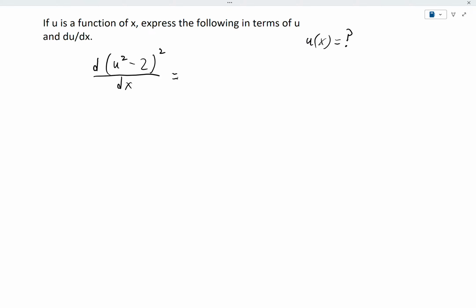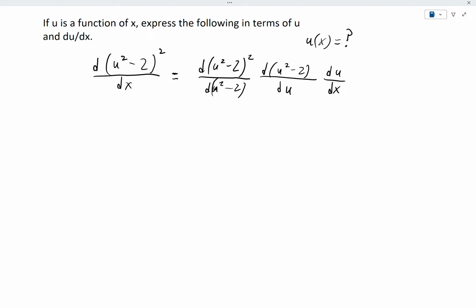Well, this is just going to be a lot of the chain rule. d(u squared minus 2 squared) with respect to d(u squared minus 2). So all I said was derivative of outer function with respect to inner function times derivative of inner function with respect to an even more inner function times the derivative of that same inner function with respect to, finally, x. So that's what the chain rule is.